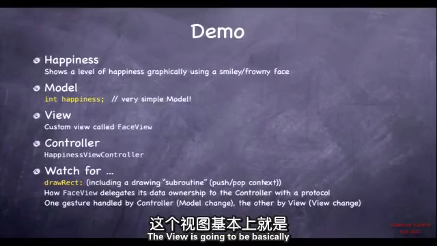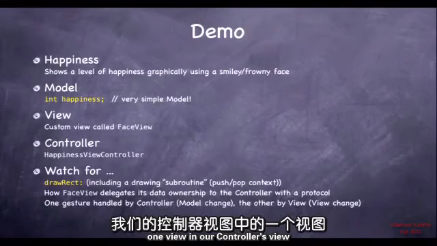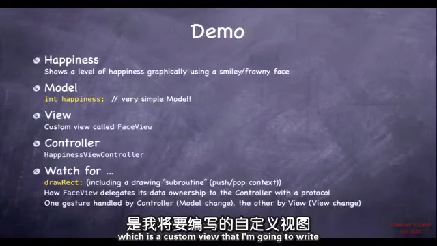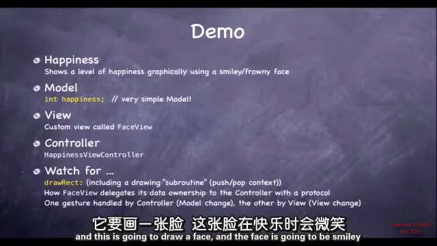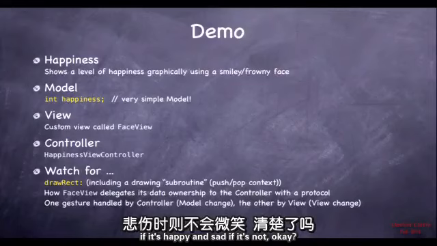The view is going to be basically one view in our controller's view, which is a custom view that I'm going to write called face view. And it's going to draw a face, and the face is going to be smiling if it's happy and sad if it's not. Okay?